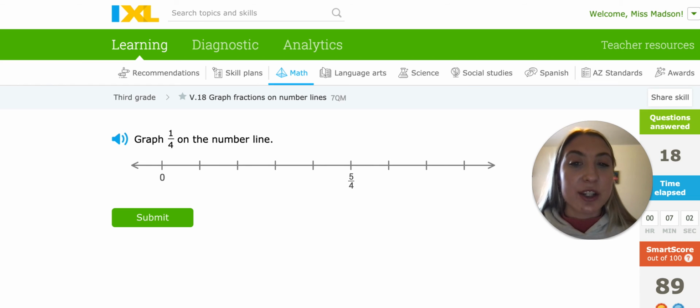Now they're asking us to graph 1/4 on the number line. Looking at our denominator, 1 whole is broken up into 4 parts. So 1, 2, 3, 4. We know this would represent 1. This would represent 4/4, which would also represent 1. But we're looking for 1/4. So right here, we just go over 1. This is 1/4 of the whole.